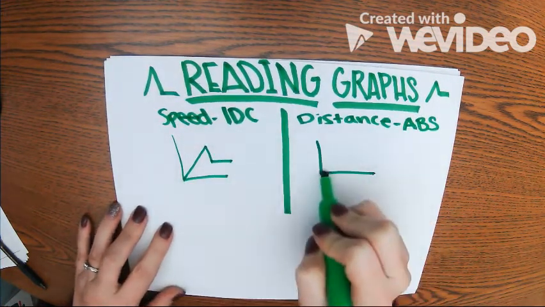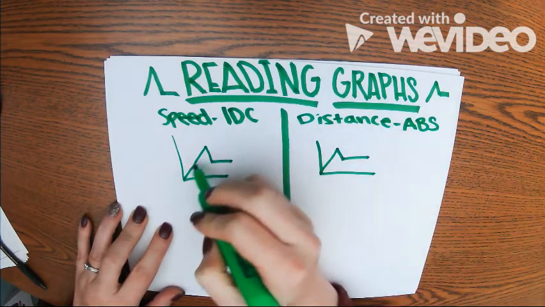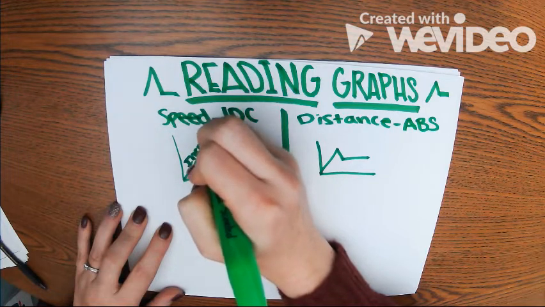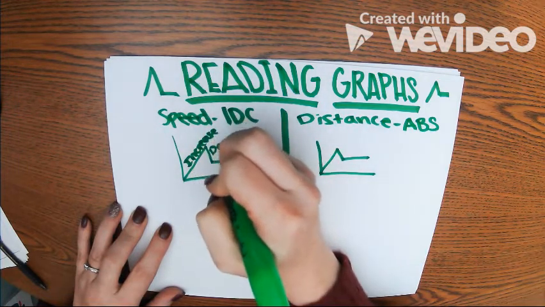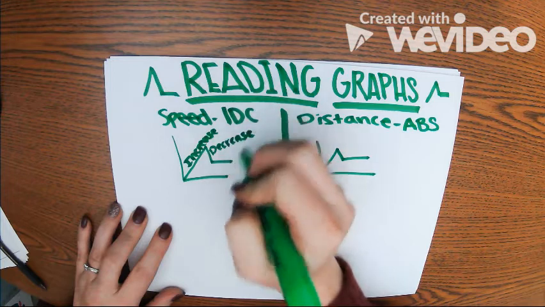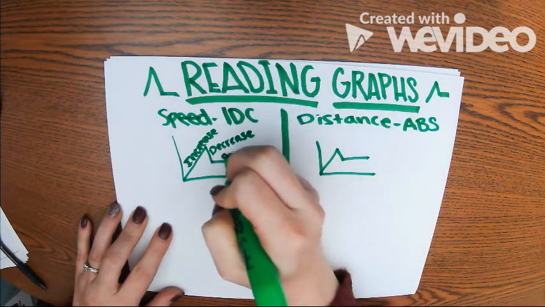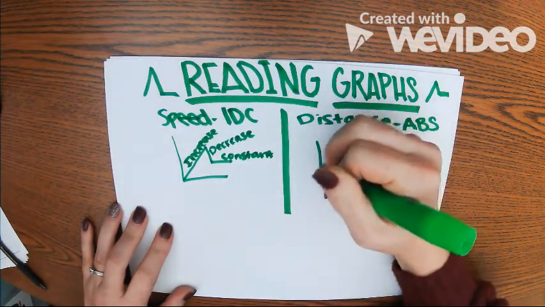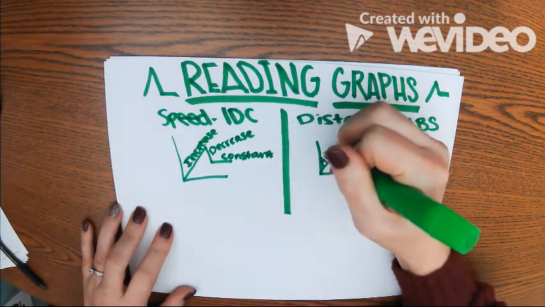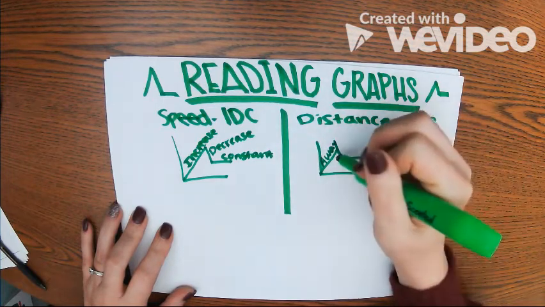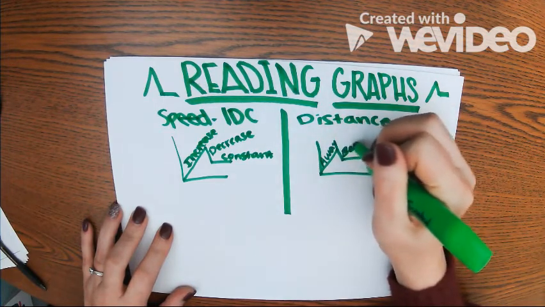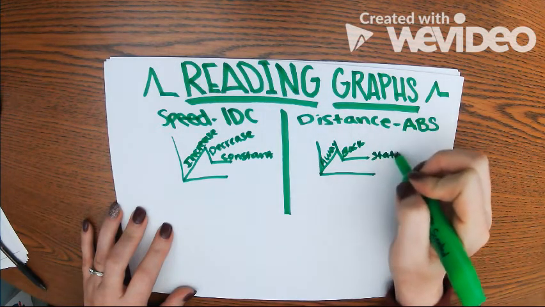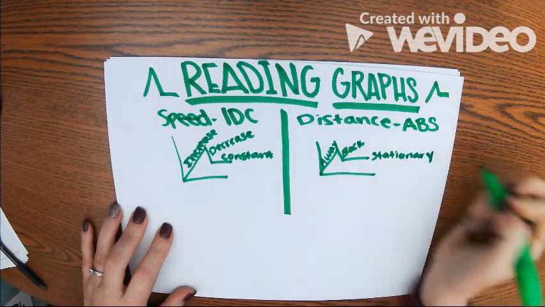And remember, those letters simply stand for the type of line. So the graphs may look similar, but here on a speed graph, that line going up means to increase. The line going down means to decrease. And this straight line means constant speed, not changing. Here on a distance graph, the same type of line means to move away from the starting point. The line that's coming down means to go back towards the starting point. And the straight line means to be stationary, or another word is stopped or still.